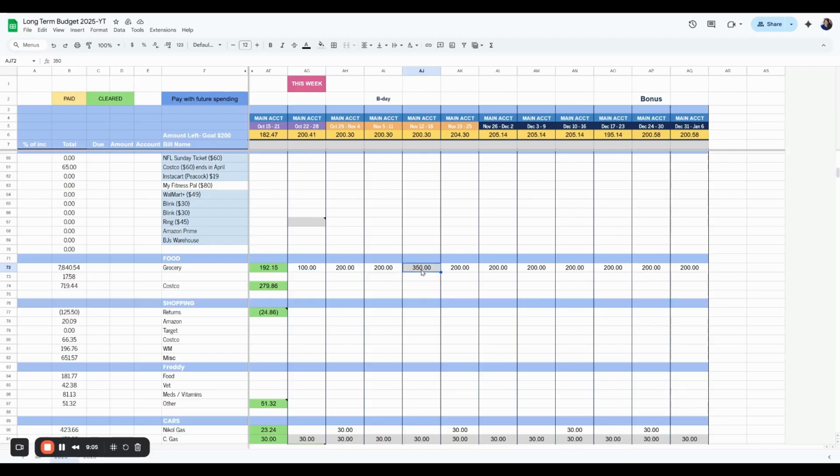So you'll see over here, I highlighted this because it's going to be $350 because I'm getting ready for Thanksgiving. So obviously Thanksgiving is a lot more expensive. So I budgeted $350. I have shopping.